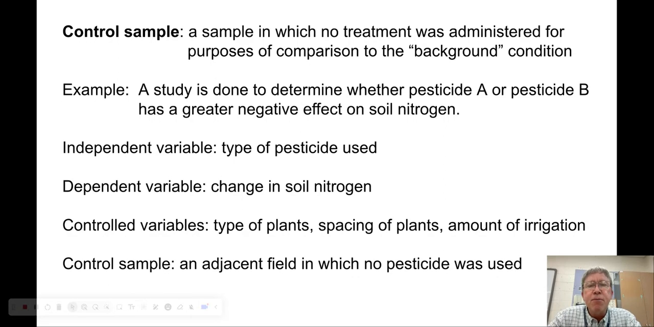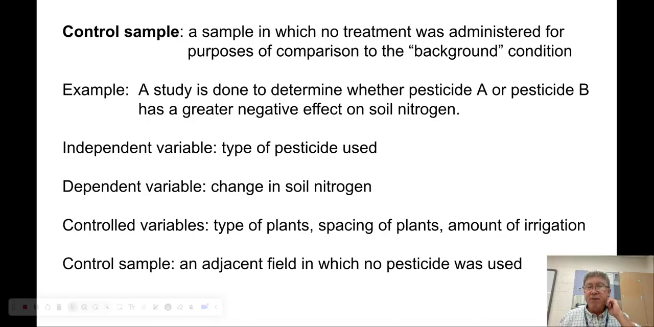Okay, so a control sample is basically a sample in which there's been no treatment administered. And the purpose of it is to have a basis of comparison. Like, what would happen if I didn't do anything? Okay, that's the idea of a control sample, because maybe things are going to change and it has nothing to do with what I did to my independent variable.